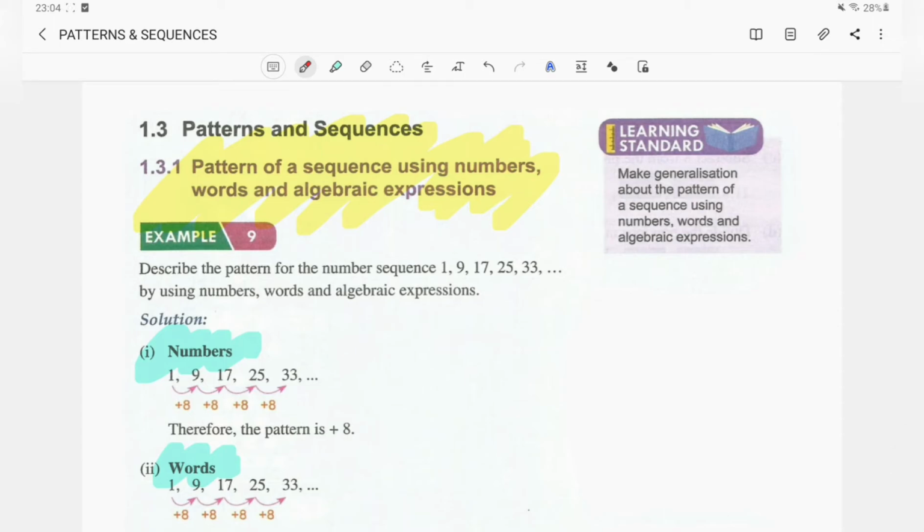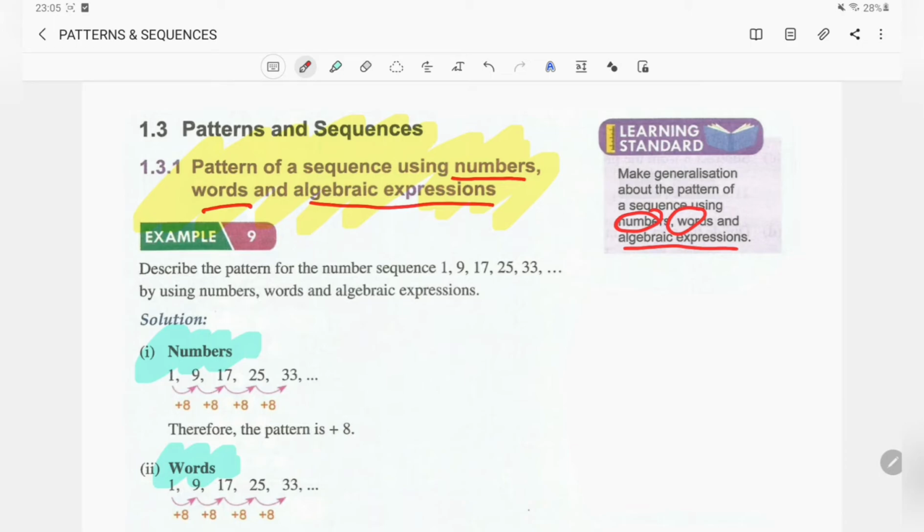Alright, so for this video, I will cover 1.3 patterns and sequence. The learning standard is to make generalization about the patterns of sequence using numbers, words, and algebraic expressions. Okay, look at example 9. Actually, the patterns of sequence can be described by using numbers, I repeat, words and algebraic expression.